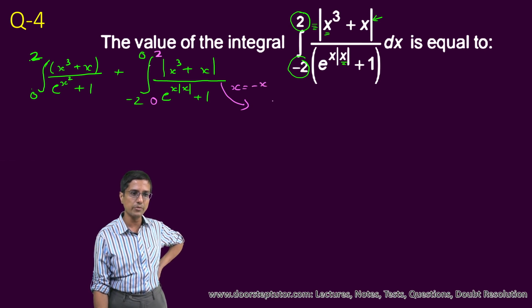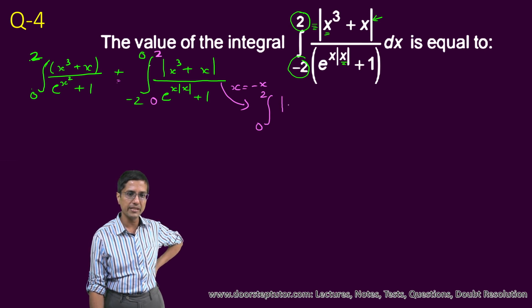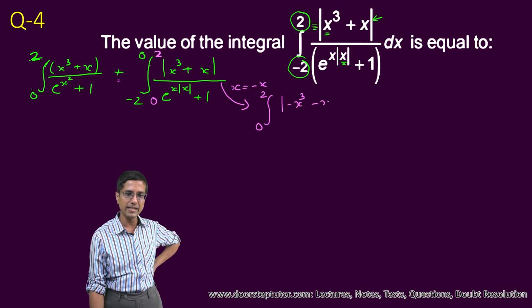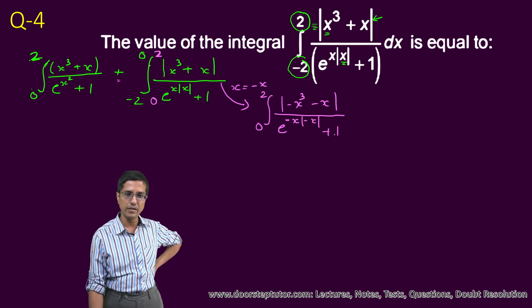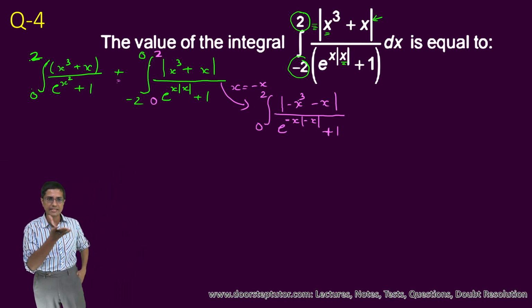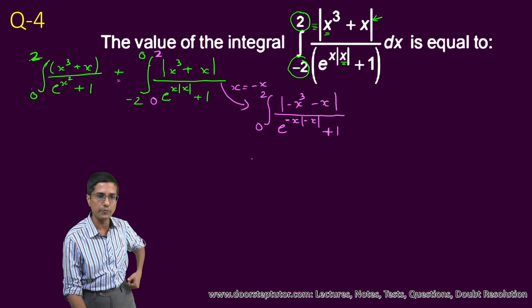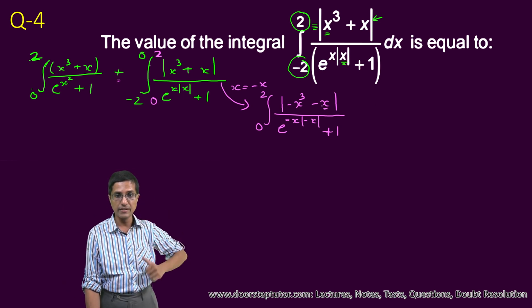So the two of them I do together, then the second portion after the plus, this expression now becomes 0 to 2 of, of course we'll keep the negative sign, minus x cube minus x, because we are replacing x by minus x. So that is what this will become, minus x, and then this is minus x and plus 1. Of course, this entire integral is again between 0 to 2. So the x will always be positive. So x cube will always be positive. X will also be positive.